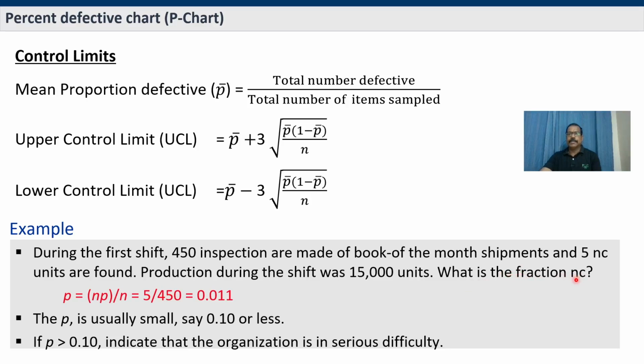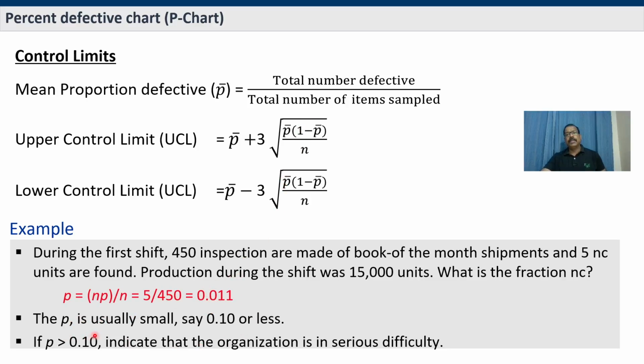What is the fraction? If you want to identify the fraction, it is the total number of defectives divided by the total number of items sampled. How many defectives? 5 non-conforming units, so NP is the total number of defectives, divided by the total number of items sampled. They took 450 samples and inspected them, so it should be 450, not 15,000. If you substitute 450, you can calculate the P bar. This P bar will be 5 divided by 450.